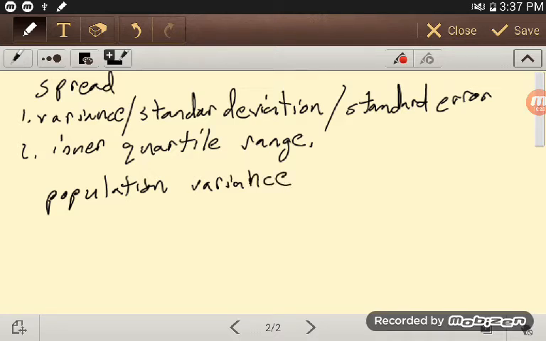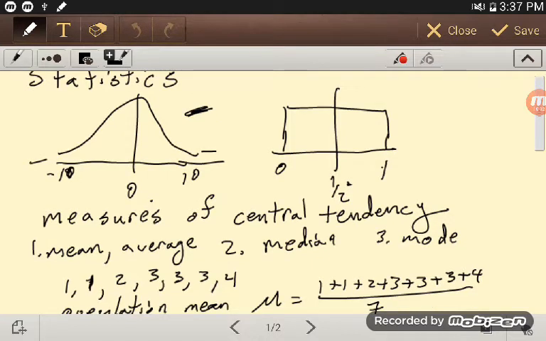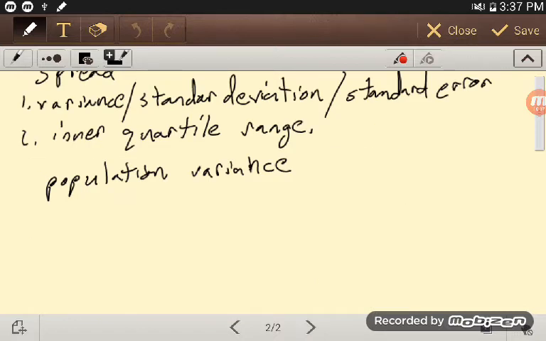So a population variance, what do we do? Well, again, let's see, if I go back to my numbers here, I had 1, 1, 2, 3, 3, 3, and 4. So I had those numbers 1, 1, 2, 3, 3, 3, and 4, and we know that x bar for that was 17 over 7.